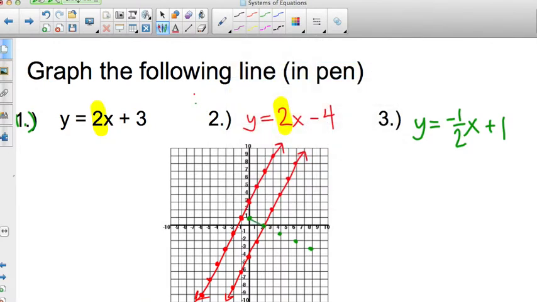Connect my dots with a line, and then in the opposite direction, I'm going to go up 1 and over 2, and connect my points with the line.